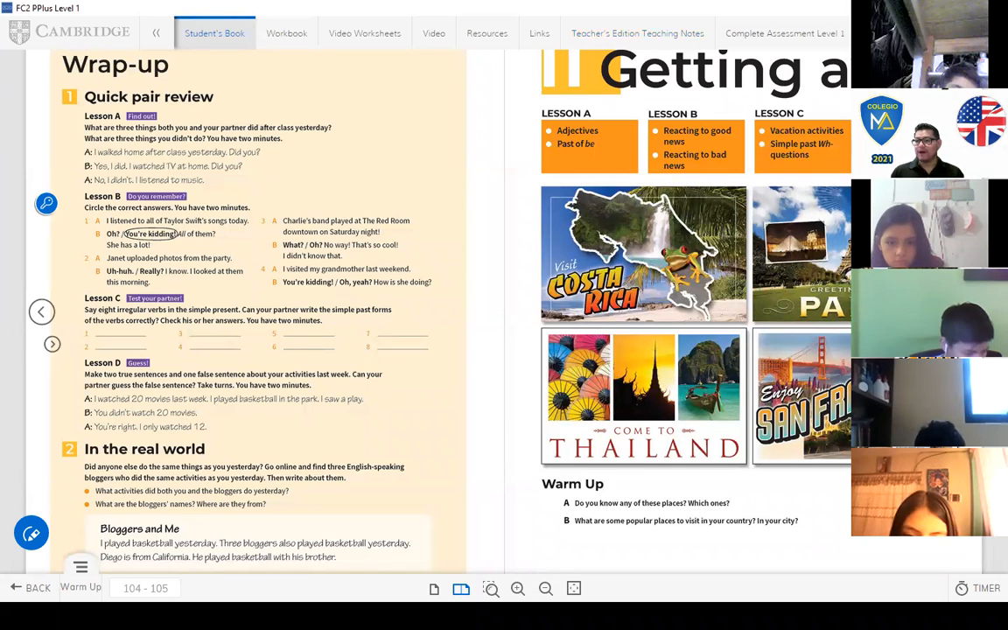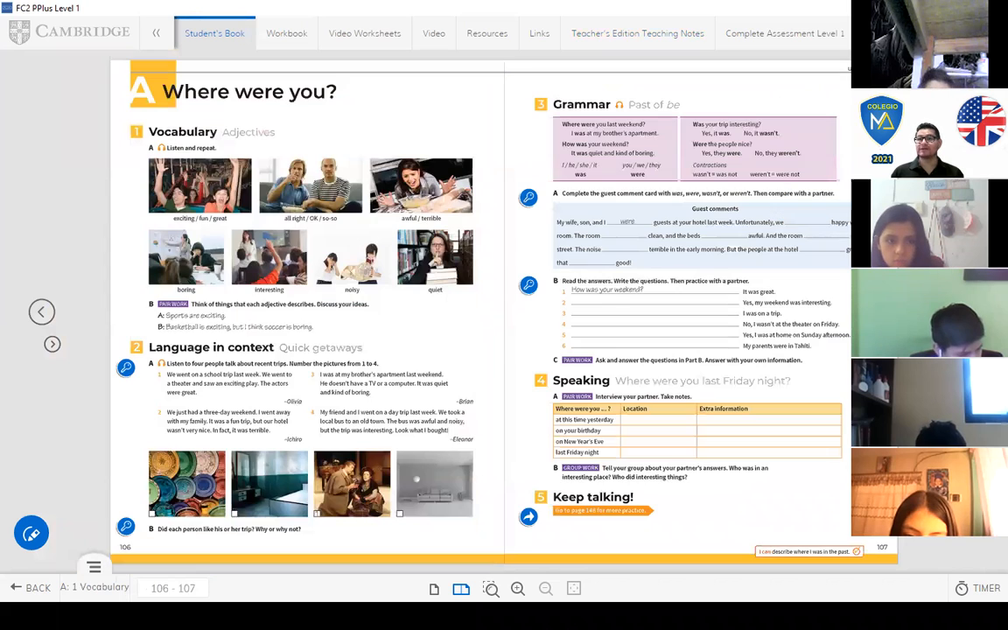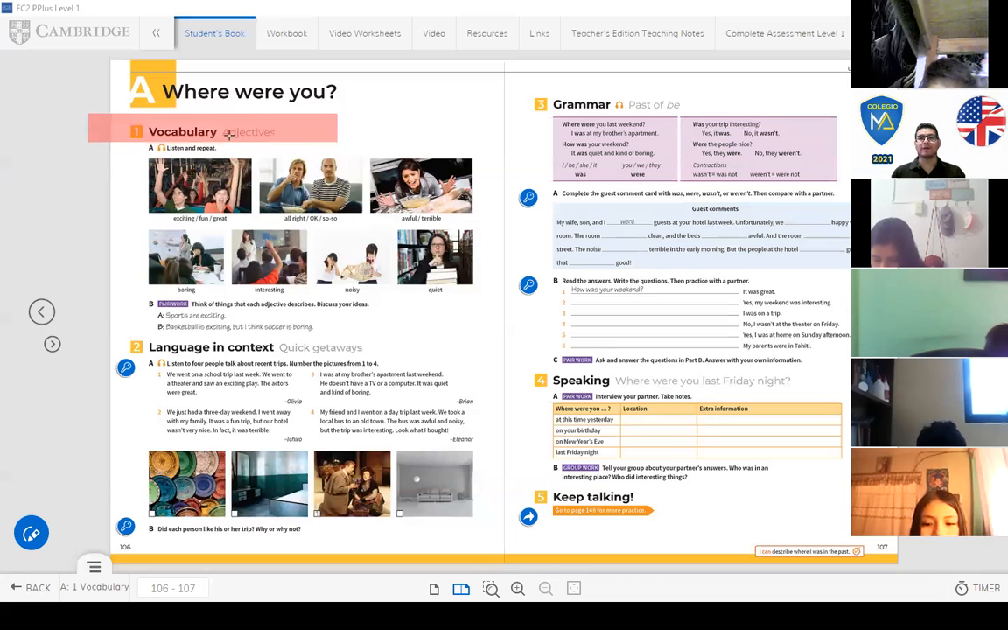Okay, well, now let's see. We have to go to the next part and we have here a question. The question says, where were you? This is lesson A. We are working now on unit number 11. Yeah, we have here something. It says 1. Vocabulary, adjectives. Remember, what are the adjectives?